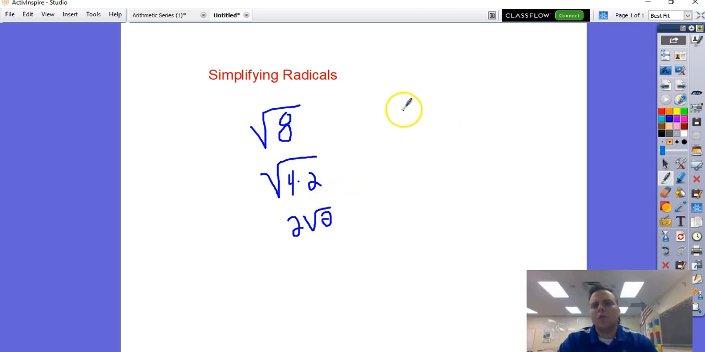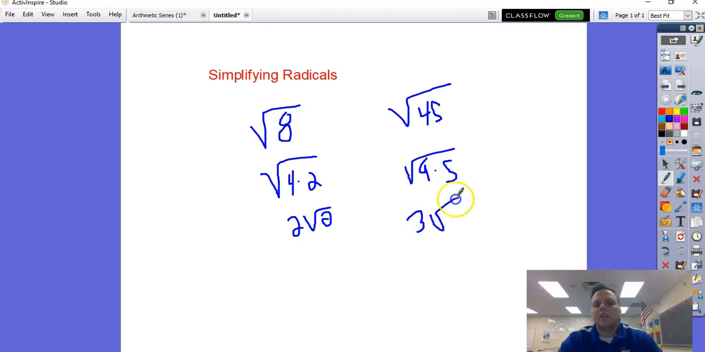Alright, so we'll do one more, because we do have a few extra moments. Let's do the square root of 45. If you type that in the calculator, you'll notice you cannot get a nice whole number. So instead, you have to ask yourself, what are two numbers that multiply to be 45? Well, 9 times 5. What's the square root of 9? 3. So 3 square roots of 5.